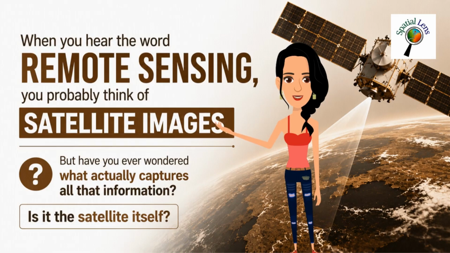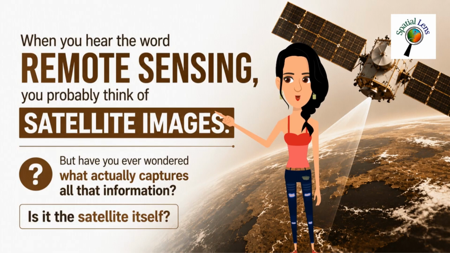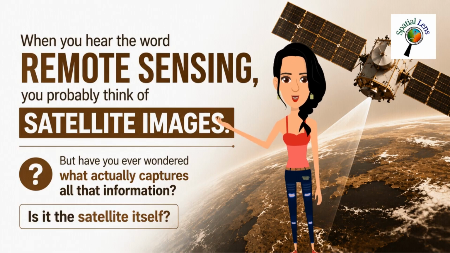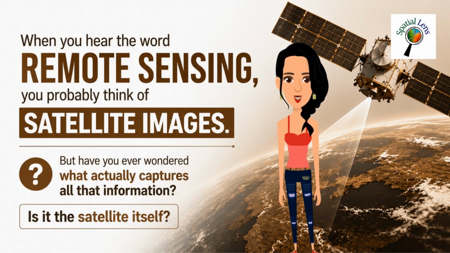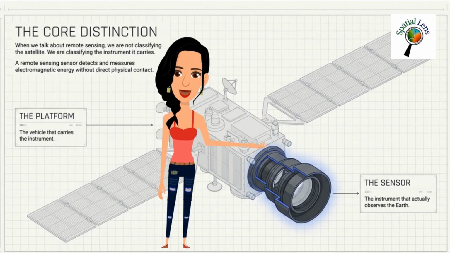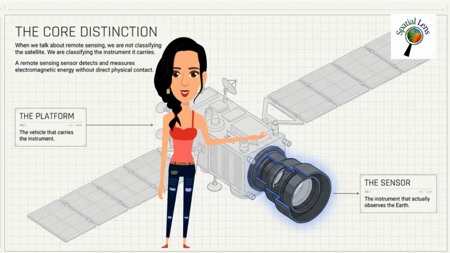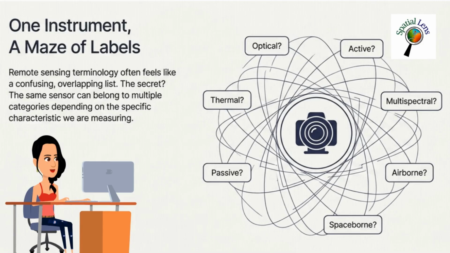When you hear the word remote sensing, you probably think of satellite images. But have you ever wondered what actually captures all that information? Is it the satellite itself? Not exactly. A satellite is a platform that carries a sensor. And the sensor is the instrument that actually observes the Earth. But here's where things get interesting.